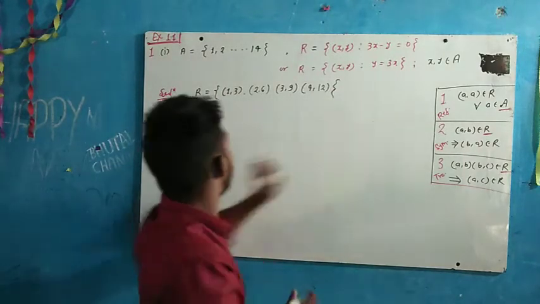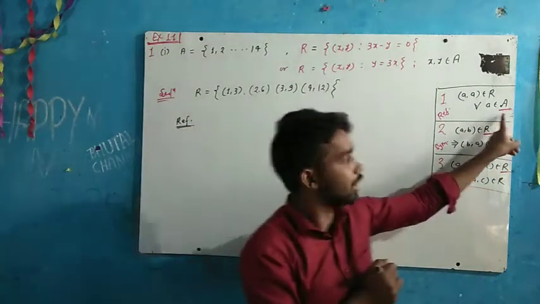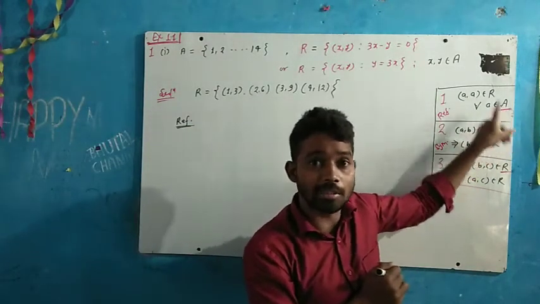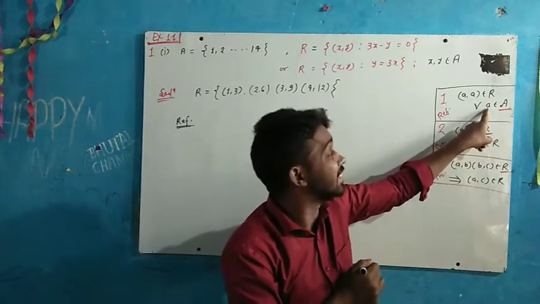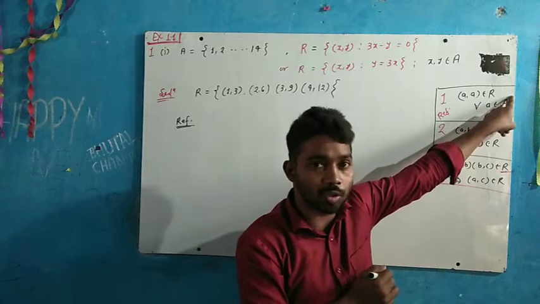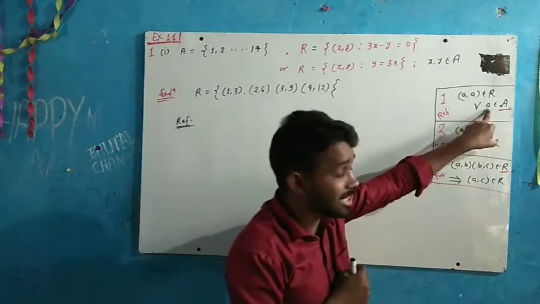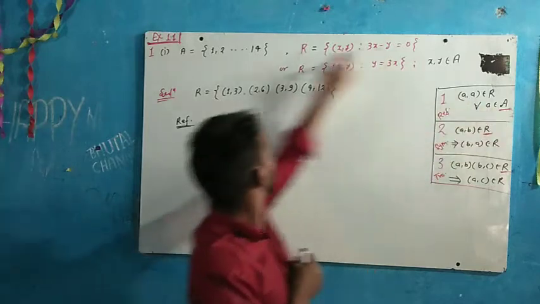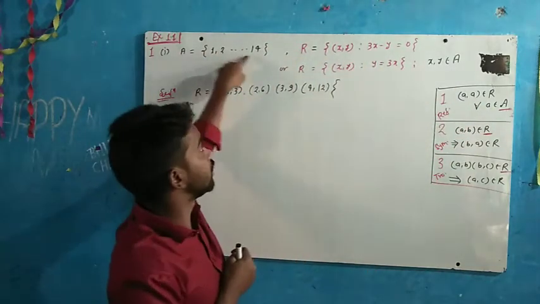Clear? Now see, for reflexivity, I have told you that you have to focus on the elements of capital A. It means in the reflexive case, for every element of A, its doublet should be present. Doublet you know? The doublet of 1 is (1, 1), of 2 is (2, 2). And here how many elements of A are present? 14 elements are there, that is, values 1, 2, 3 up to 14.